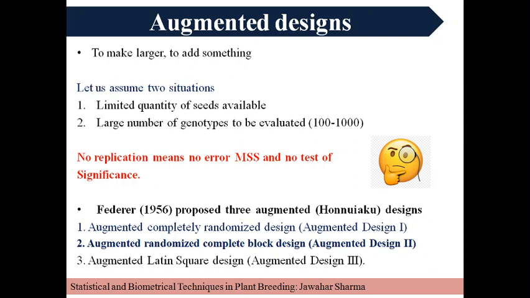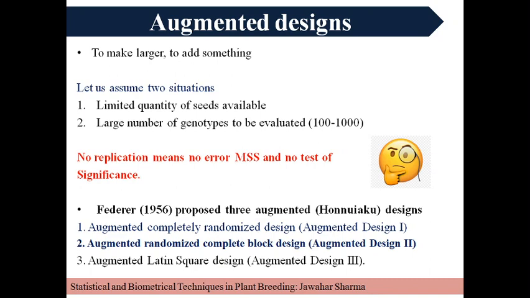When you can't go for replicated trials, you can't estimate error MSS. If you can't estimate error MS, it's very difficult to go for tests of significance and further statistical analysis. So to cater to these two needs, augmented designs were proposed by Federer in 1956, where you can handle a large number of genotypes with a limited quantity of seeds.